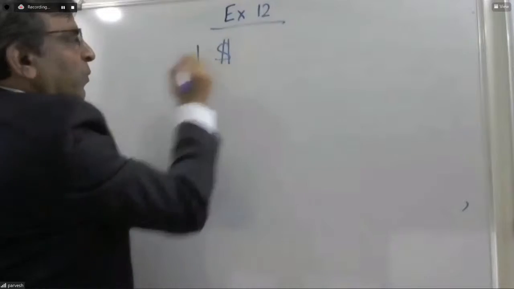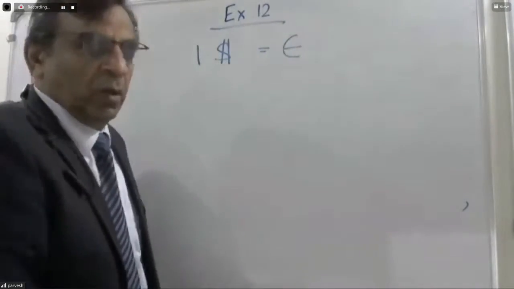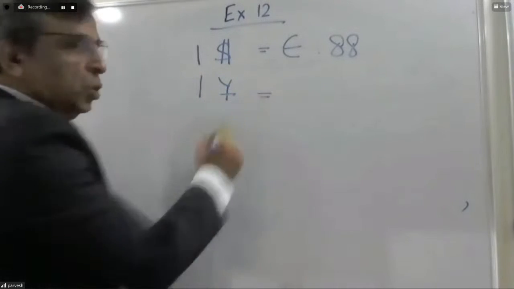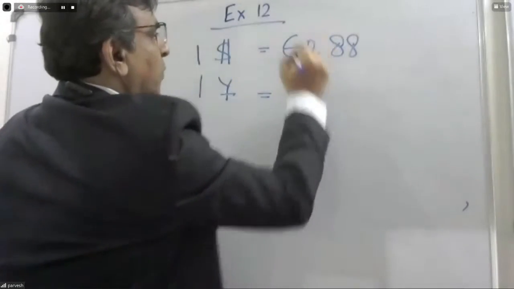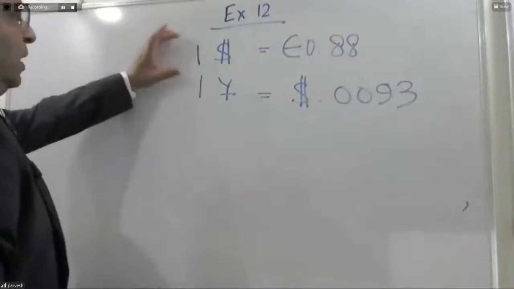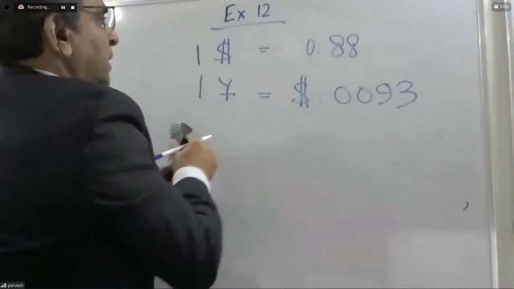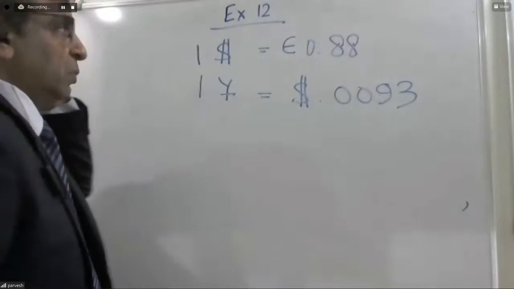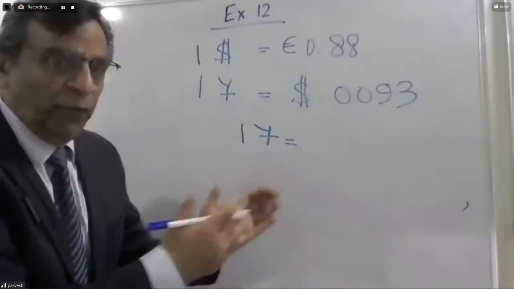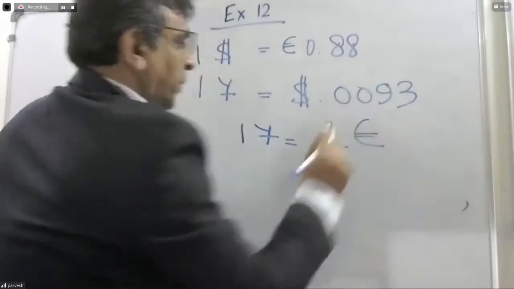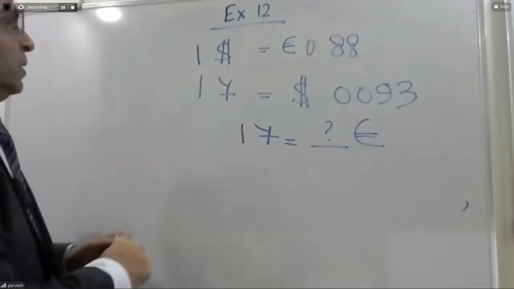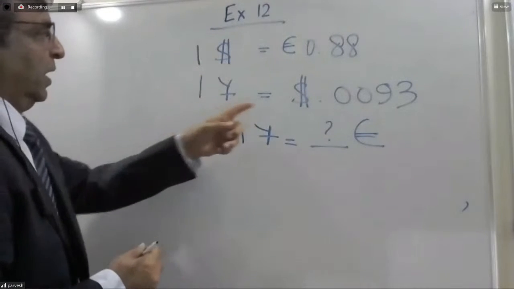$1 is equal to 0.88 euro. 1 yen is equal to $0.0093. So it is given that $1 is equal to so many euros, and 1 yen is equal to so many dollars. Now, what will be the price of 1 yen in terms of euros? So this is the question. $1 is equal to so many euros, and 1 yen is equal to so many dollars.